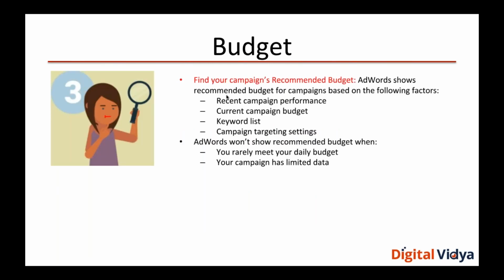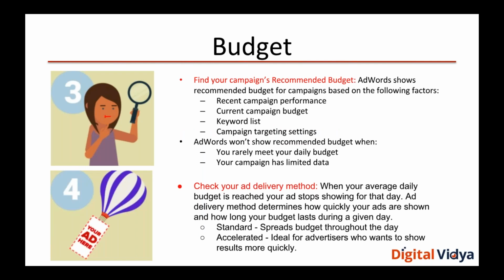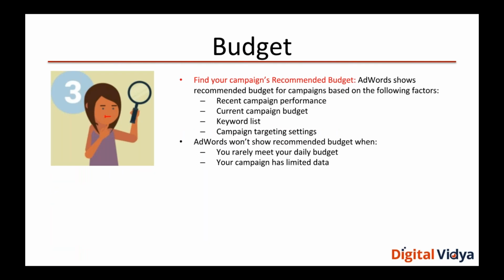Another way of doing it is once your campaign has started running, there is a section in the AdWords interface which will start giving you recommendations. So let's say I have set 100 rupees per day as my daily budget and my campaign started going live, and let's say my budget is never met, which means I'm spending only about 20 rupees per day, 30 rupees, 50 rupees. I have never exhausted my daily budget.